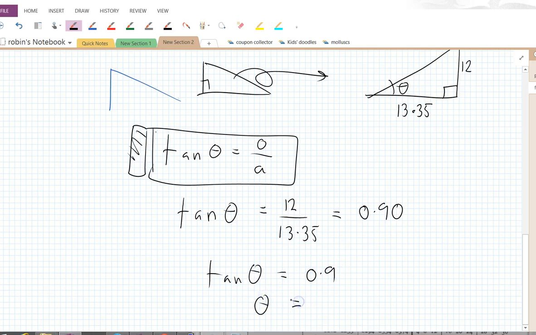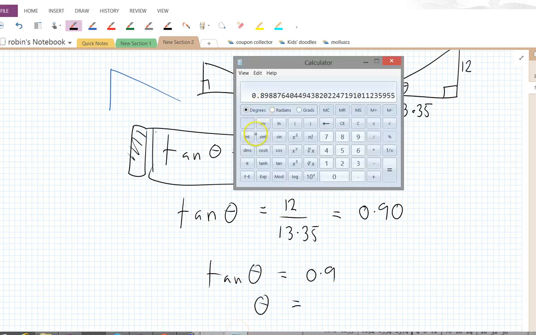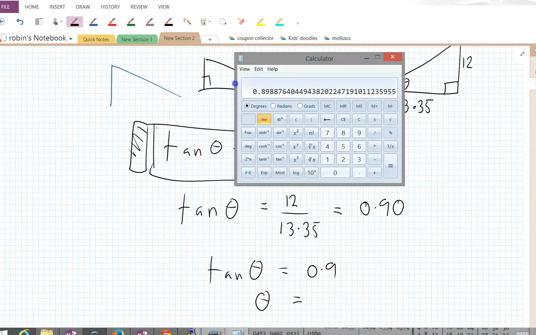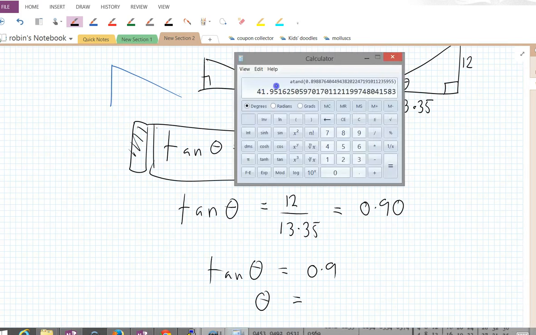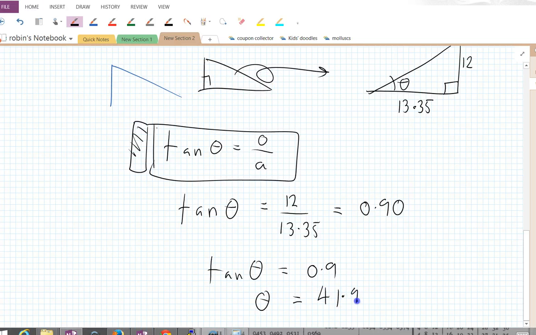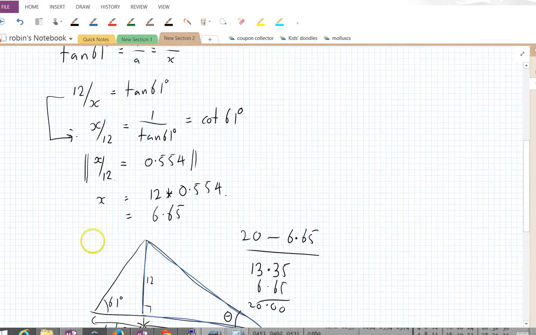So theta equals, we need to take the arc tangent of that, like we talked about a few screencasts ago. How do I do an inverse tan? Oh, it's there. Everything changes, all the buttons change. Tan, and that's 41.95 degrees. Problem solved.